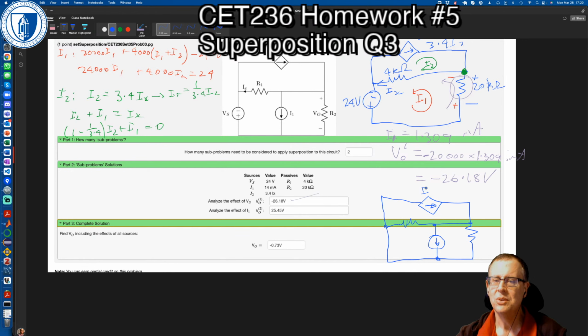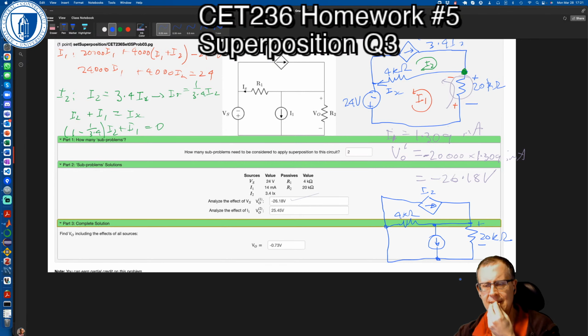Okay, and there's I2. R1 is our 4K, and R2 is our 20K. And this time we still need to get the voltage source there. So now let's think about this one. This one's a little trickier, right?